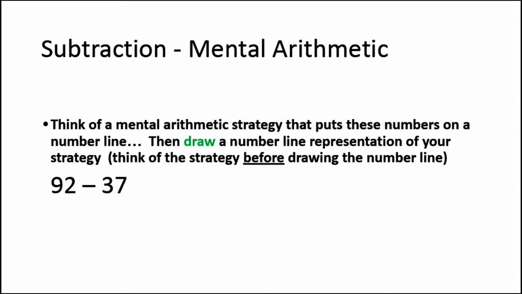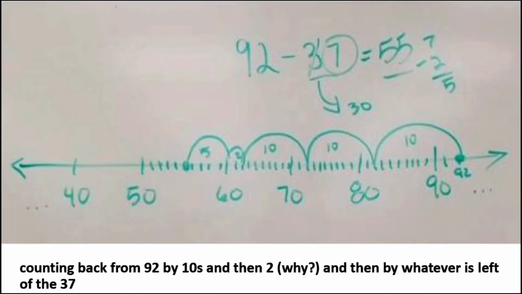Now that you've had an opportunity to think about that problem, let's look at the way some students have looked at this problem in the past. So here's a representation of one way of thinking about this problem. You can see this is counting back from 92 by tens, and then by 2, and let's think about why that is, and then by whatever's left of the 37. So our difference is going to be where I end up if I count from 92 backwards by 37.